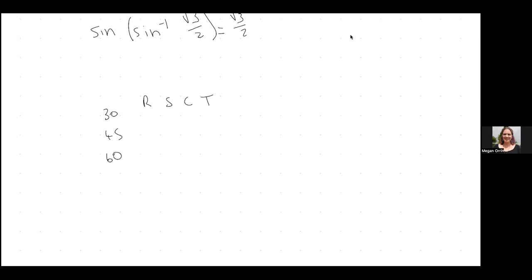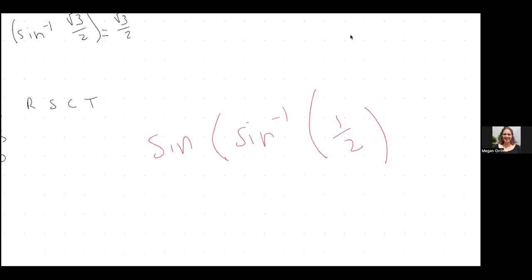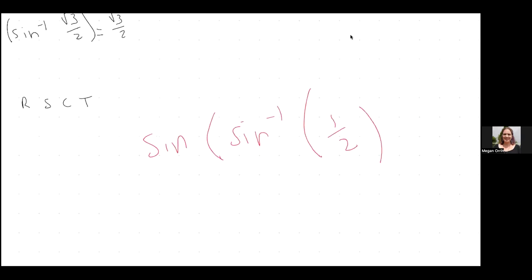You're trying to find exact values. If you've got sine of inverse sine of half, with an extra bracket on the end, which I can't draw, what would the answer to this be? 30, right? So this should be 30.